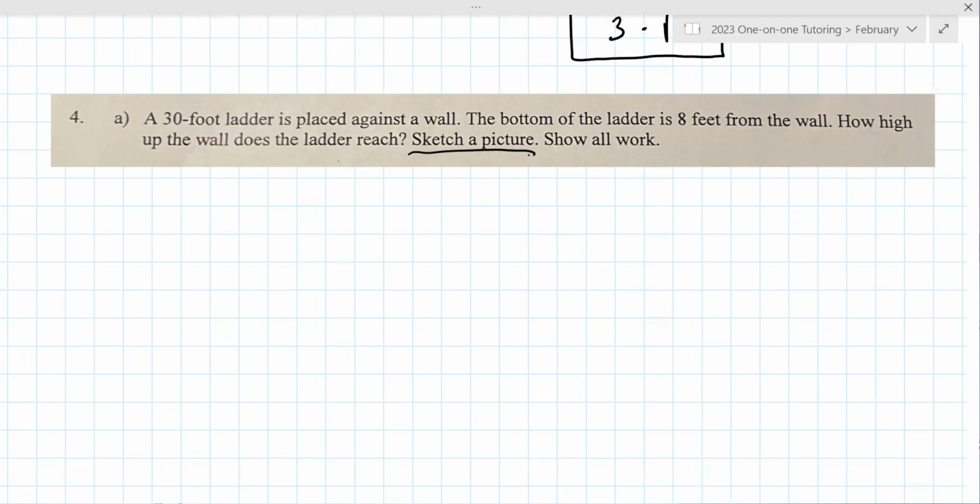How are you doing on your picture? I'm doing good. I'm just drawing a 30-foot ladder. Think of the wall as a rectangle.